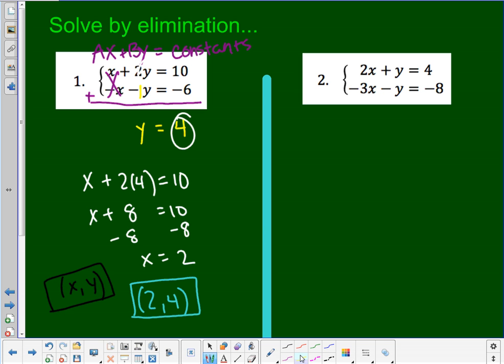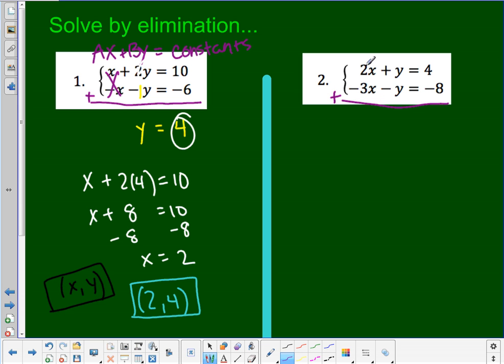All right, let's take a look at number 2. In number 2, again, I want to check to make sure that they're lined up. I have my x terms together, I have my y terms together, and I have my constants together on the other side of the equal sign. Here's my equal signs. Those have to be lined up as well, by the way. X terms, y terms, equal signs, constants. We're good. So now I'm going to add these two together.